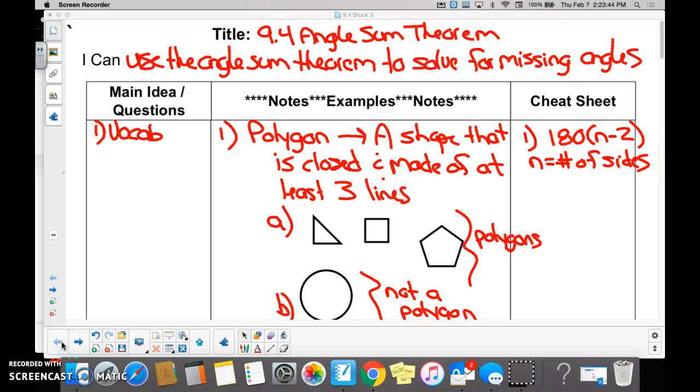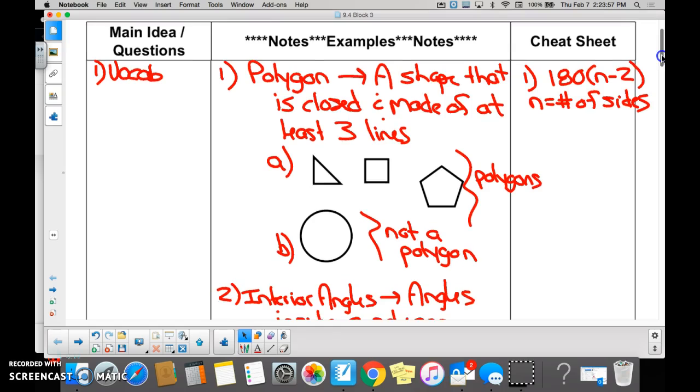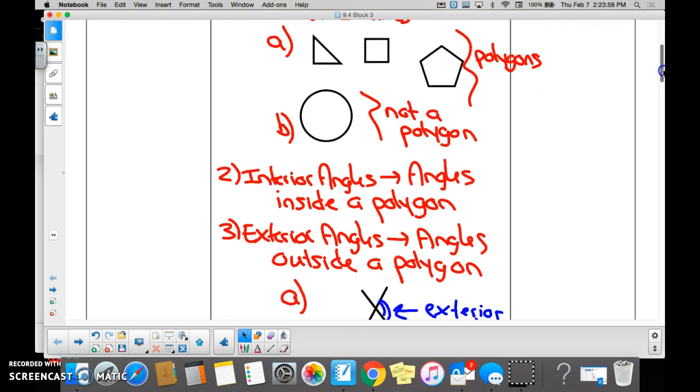9.4 Angle Sum Theorem. Use the Angle Sum Theorem to solve for missing angles. Can you guys use the Angle Sum Theorem to solve for missing angles? Yes. How many sides does a polygon have to have at the minimum? 3. Is a circle a polygon?